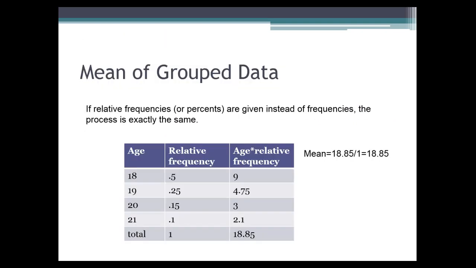It just so happens that if you're given the relative frequencies, those all have to add up to 1, so you're always dividing by 1. But the process is exactly the same.